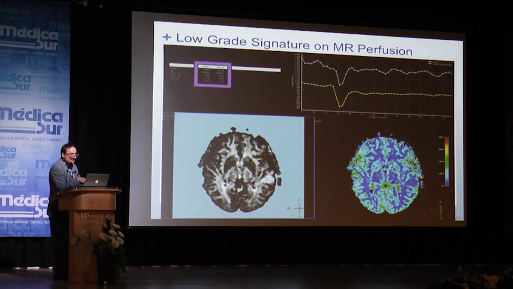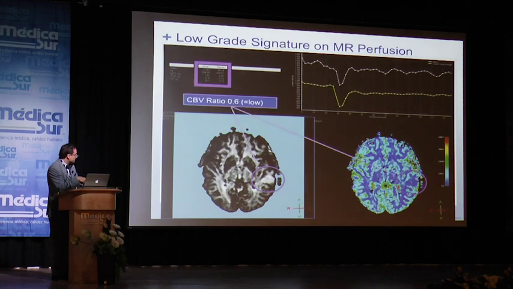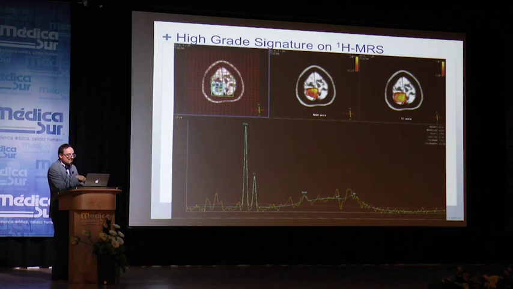Perfusion is another way of assessing a grade of the tumor in a non-invasive way. And the low-grade tumors have a different signature on MR perfusion than high-grade. And this is, again, an example of a tumor here and corresponding perfusion, which on the scale here indicates decreased blood flow to the area, which is consistent with the low CBV ratio and, again, consistent with low-grade glioma.